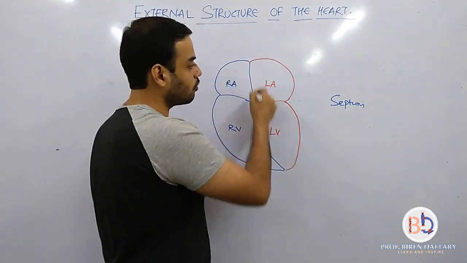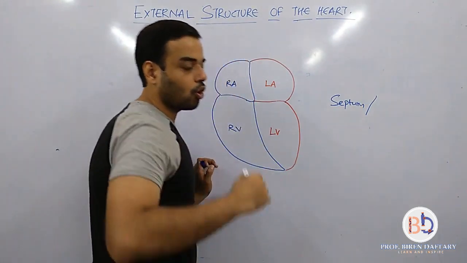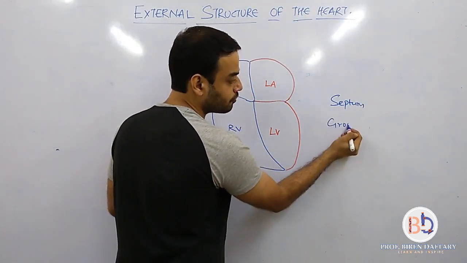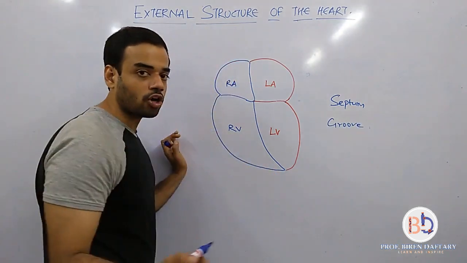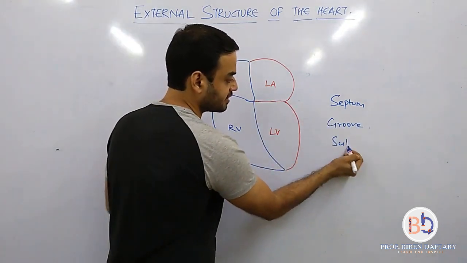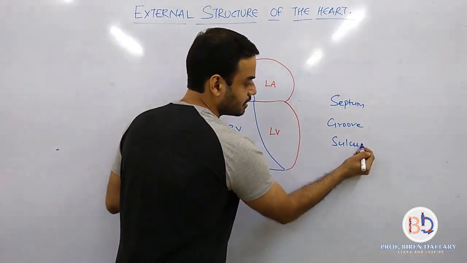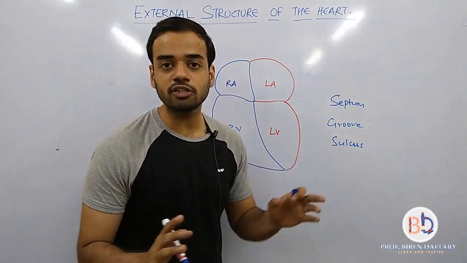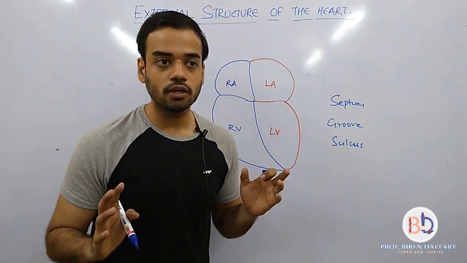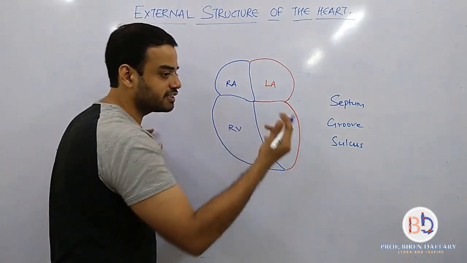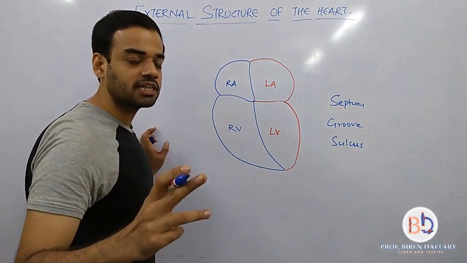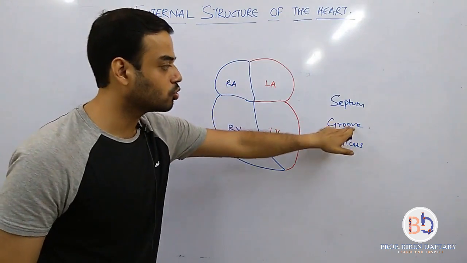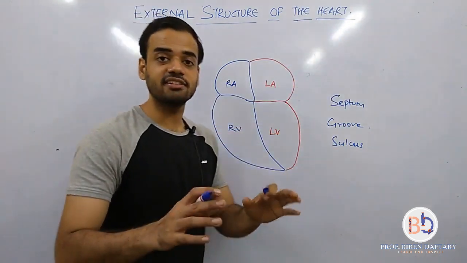You can call the wall a septum, or a groove, or a sulcus. There are three words, because in your book they may have used any of these words, so I don't want you to get confused. Each of these walls present between any two chambers can be called a septum, or a groove, or a sulcus.